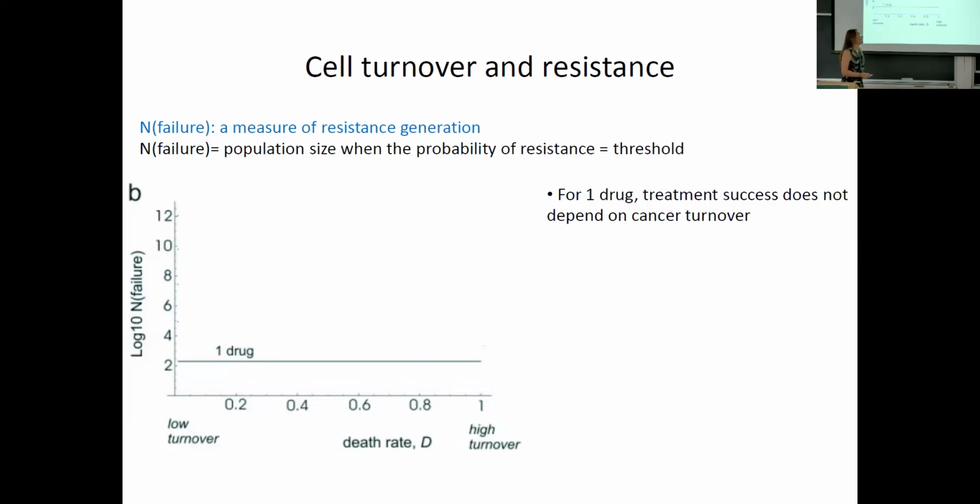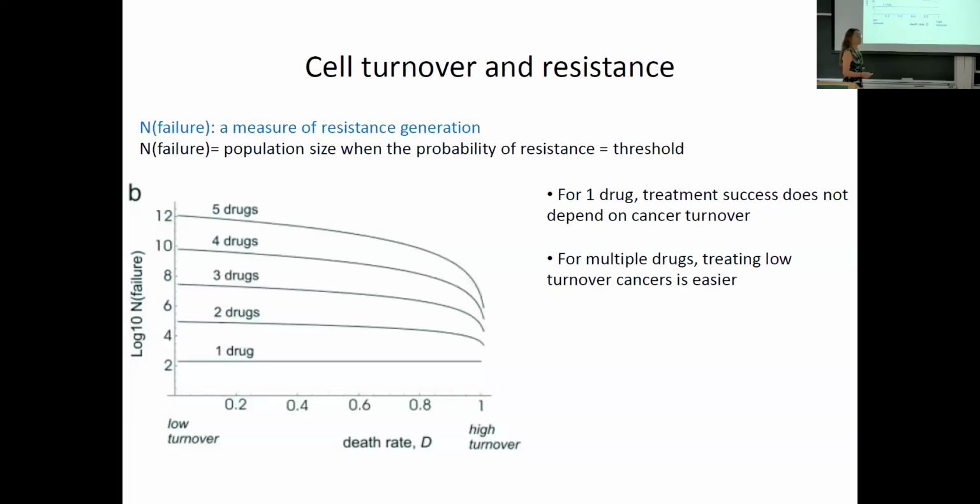But if we add more drugs, now the calculation is a little harder and the result is less intuitive. The answer is that now it depends on whether you have a high turnover colony or a low turnover colony. So for multiple drugs, treating low turnover cancers is easier. You add more drugs and N of failure increases. So this is 10 to the 8, 10 to the 10, 10 to the 12.